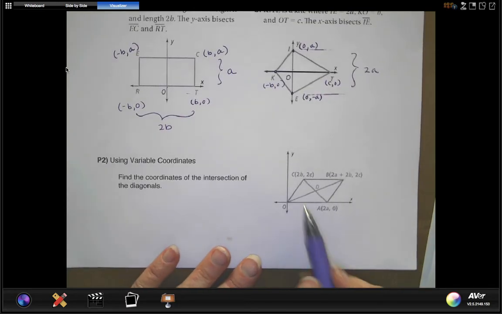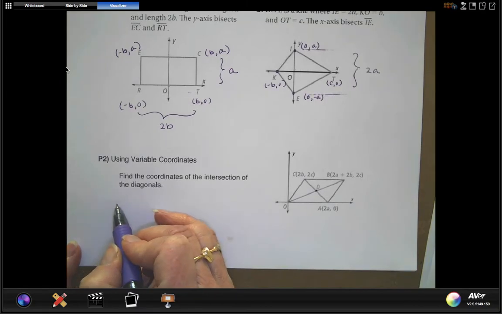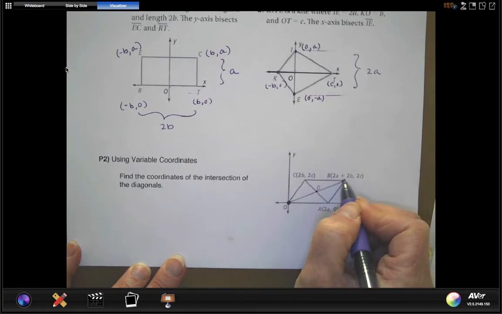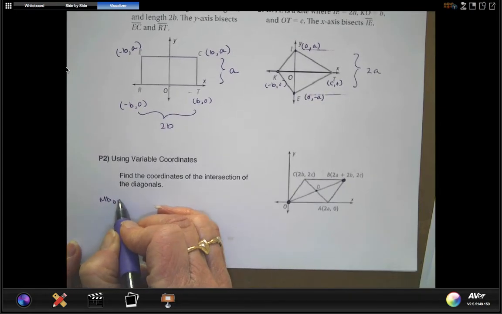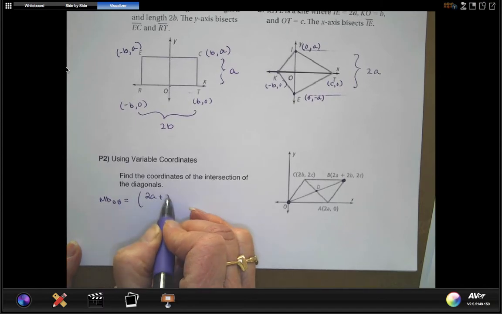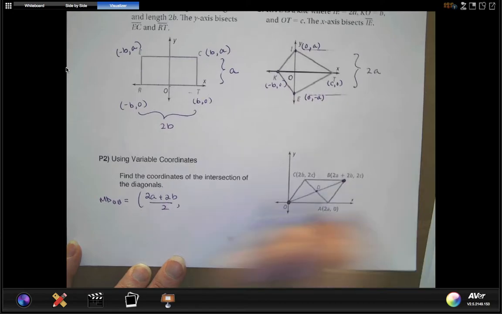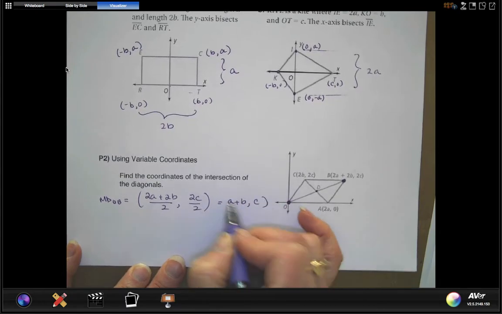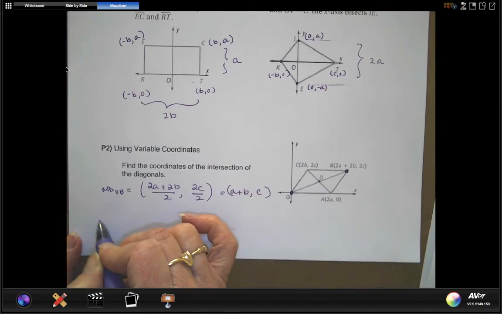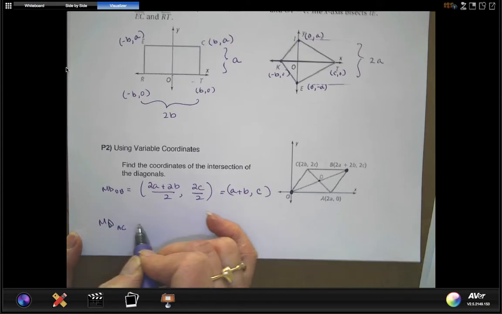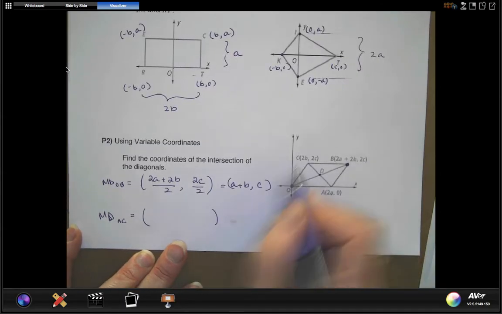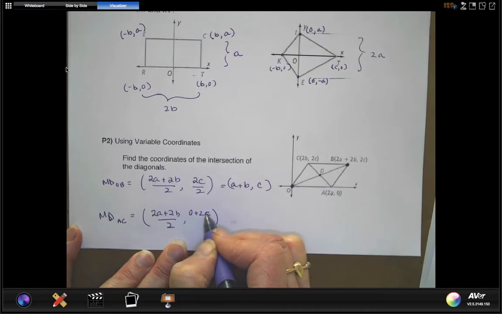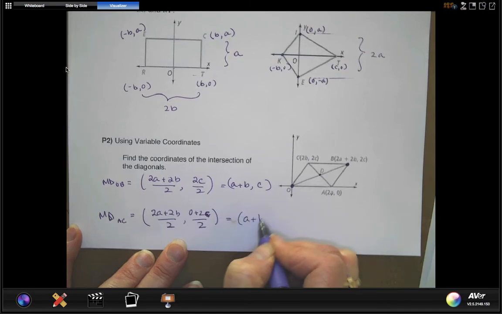This one says, find the coordinates of the intersection of the diagonals. So the intersection, you're just finding the midpoint of these diagonals. So one way I could do it is I could use this point and this point. So let's find the midpoint of OB. So I would take (2A + 2B + 0) over 2, (2C + 0) over 2. So that'll just end up simplifying to (A + B, C). If I check, the midpoint of AC, I would do (2A + 2B) over 2, and then I'd have (0 + 2C) over 2. So then again, I'd get (A + B, C), okay?